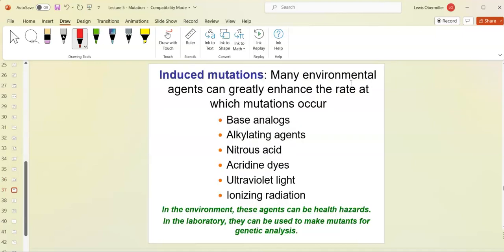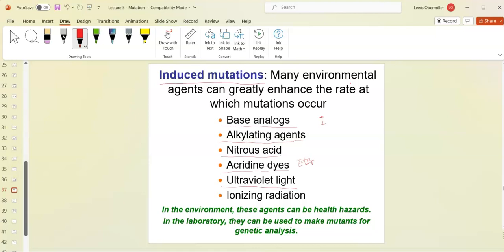Okay, so you can also get mutations from the environment. And so these were what we considered induced mutations. So lots of different agents can cause this. There are analogs to bases, like we talked a little bit about the wobble and the adenosine nucleotide base. So that's a base analog. Things that alkylate, nitrous acid can lead to mutations. Acridine dyes like ethidium bromide can cause mutations. I'll explain that.